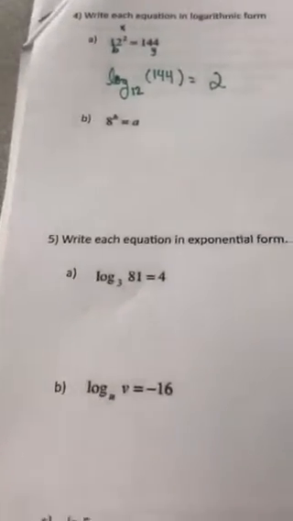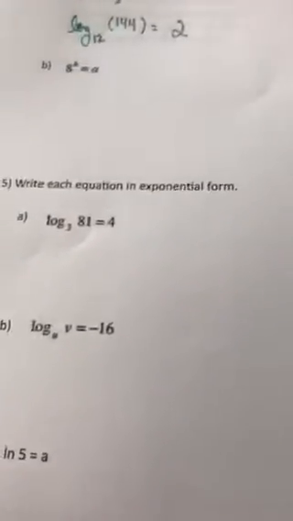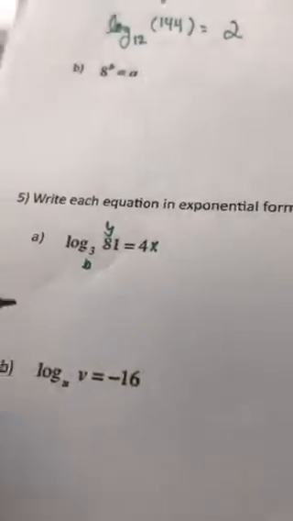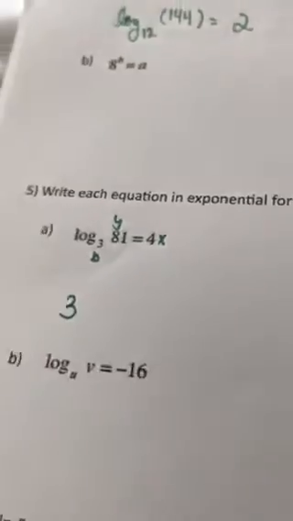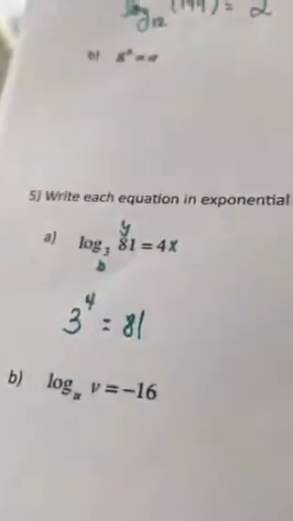Coming down here to number 5, we're now in log form, and we're going to exponential form. So again, I'm just going to label the different parts. So I know this is my base. I know this is my output right here, and I know this is my exponent, so I'm writing that there. So this time I'm putting it in exponential form. So I'm going to take my base, which is 3, and I'm going to raise it to my exponent, which is 4, and it's going to be equal to my output, which is 81. And that is how you solve these.